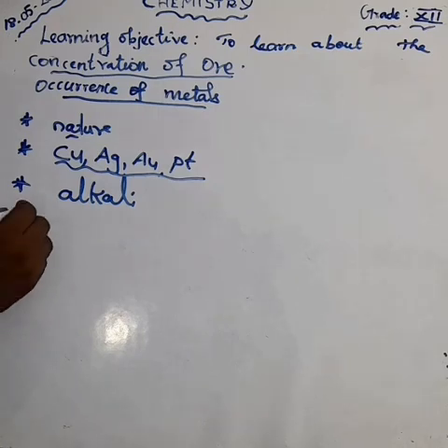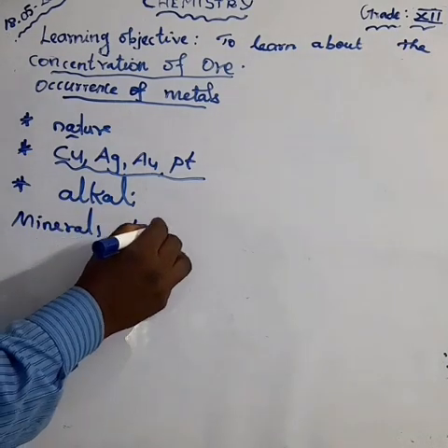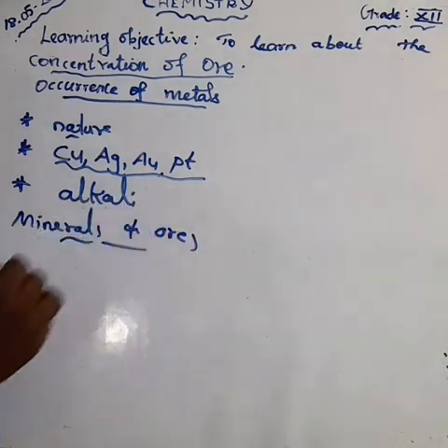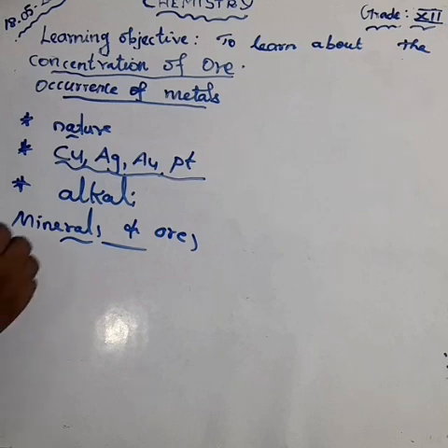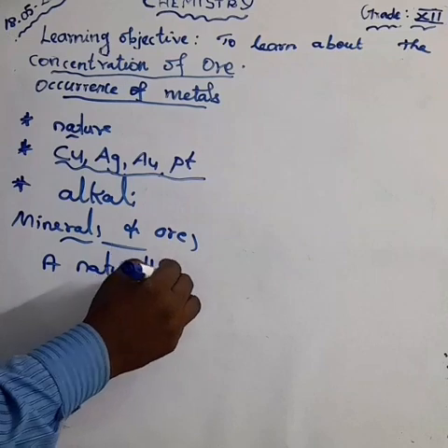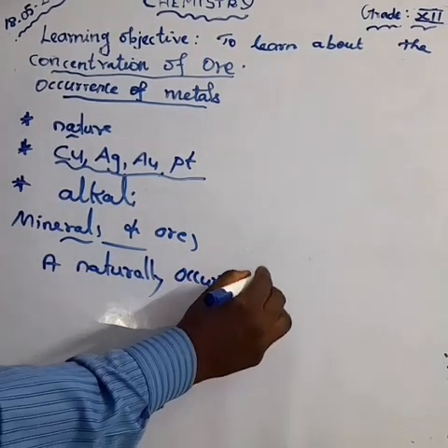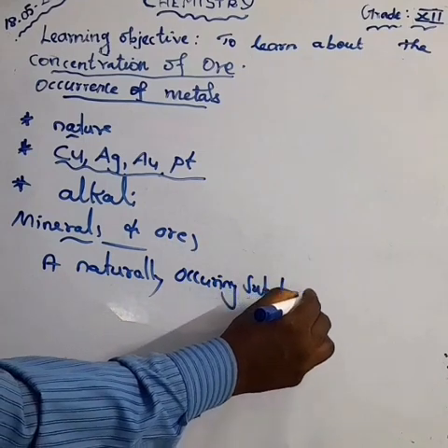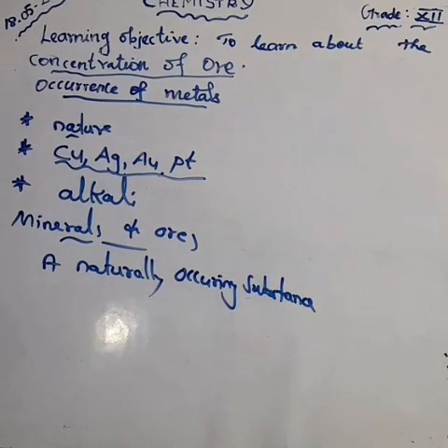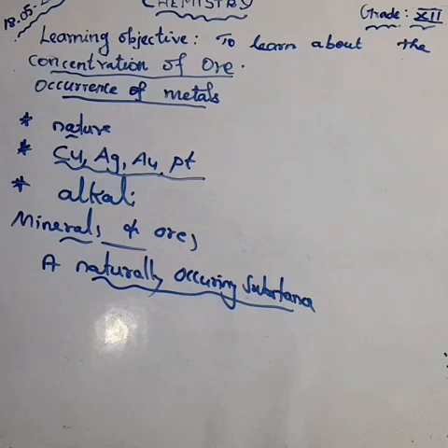Next, we can learn about minerals and ores. This is a very important question. What are minerals and what are ores? A naturally occurring substance obtained by mining, which contains the metal in the free state or in the form of compounds like oxides and sulphates, is called a mineral.